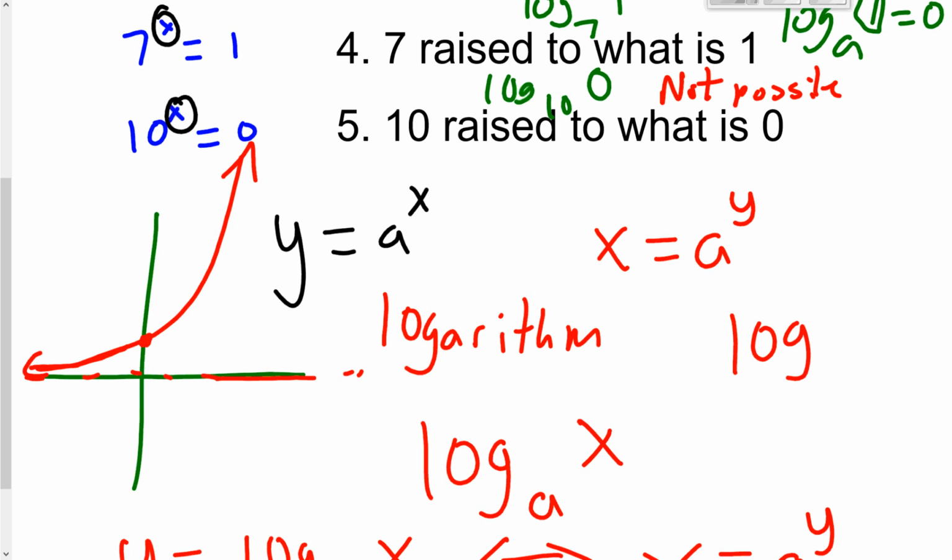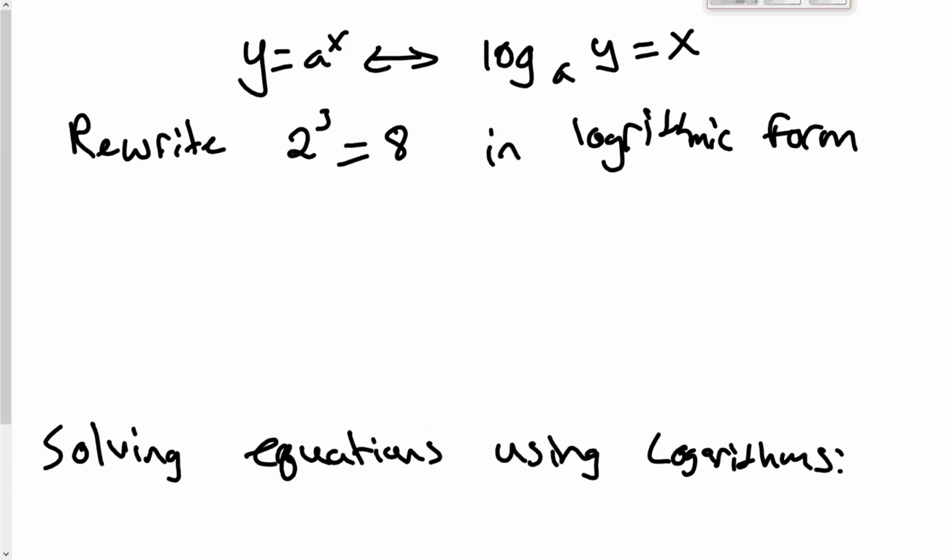Okay, so let's go ahead and practice some. Here we go. We can go back and forth from exponential form to logarithmic form. The arrow is going back to the left and to the right, and so we can go ahead and practice a few of these.